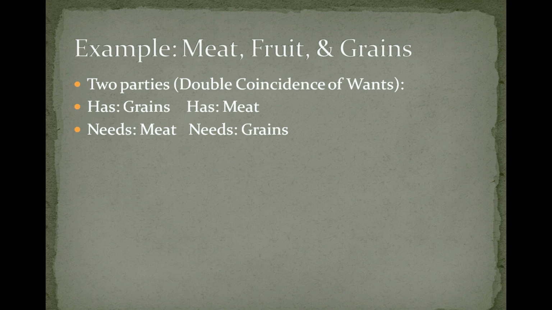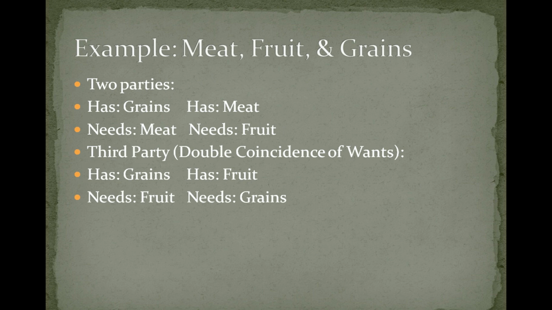So now we have two parties. One party has grain and the other party has meat. Now, the party that has grain needs meat. The party that has meat needs grain. So as you can see here, this is what's meant by the double coincidence of wants. Each one of them has a good that the other one needs, and an exchange can take place.